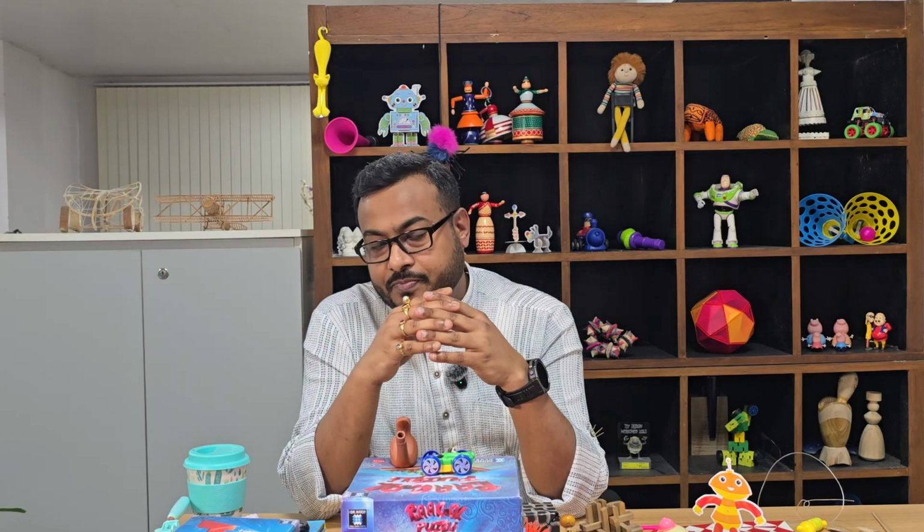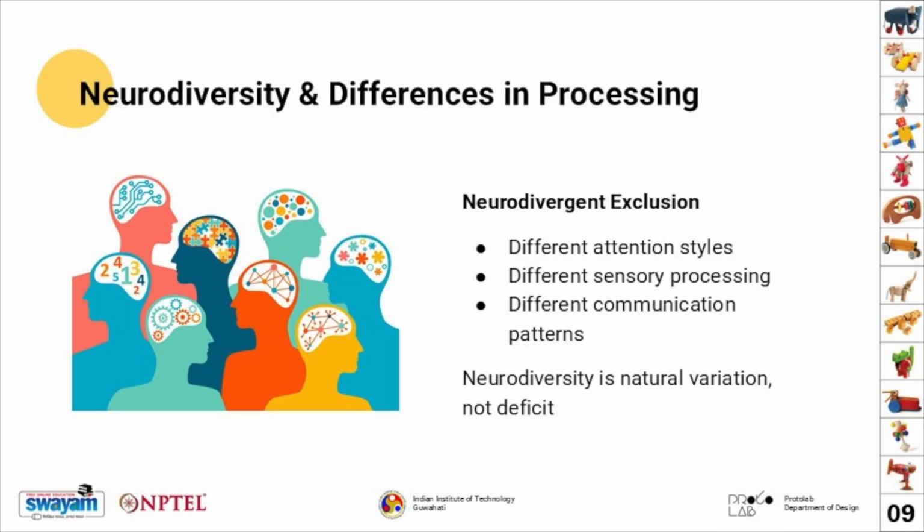Not all differences are visible. Some children process the same toy in entirely different ways. A child with ADHD may interact rapidly and exploratively. A child with autism may need predictability and repetition. A child with language difficulty may rely on visual structure. When toys assume one correct way to engage, they unintentionally exclude alternative thinking styles.